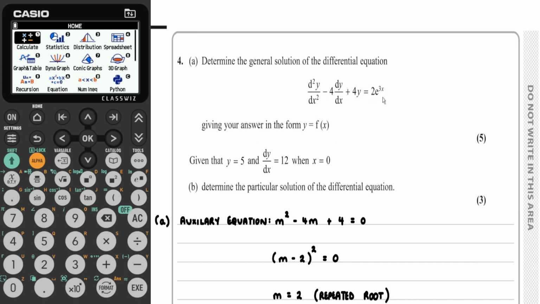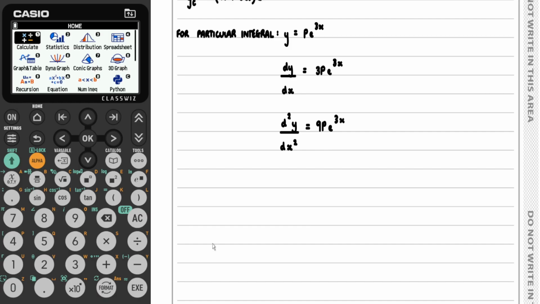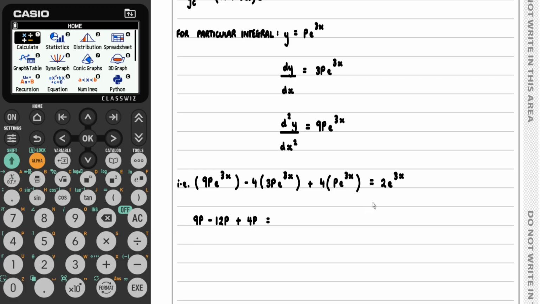We can substitute back into this differential equation. So we have 9p e to the 3x, subtract 4 times 3p e to the 3x, plus 4 times p e to the 3x, and this is equal to 2e to the 3x. Recognizing that the e to the 3x is cancelled on both sides, we have 9p, and then here we've got negative 4 times 3 times p, which is negative 12p, and then we have 4 times p, which is 4p, and this is equal to 2, meaning p is 2, so the particular integral is 2e to the 3x.